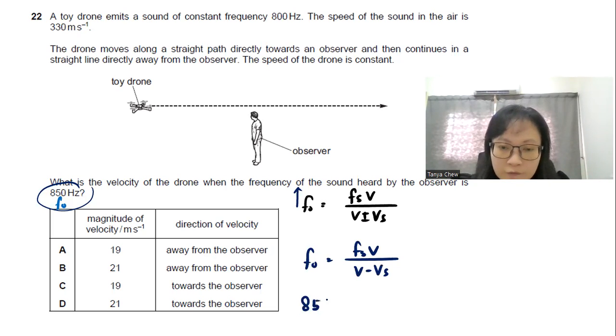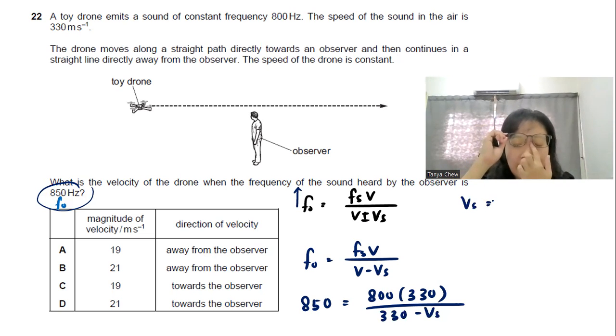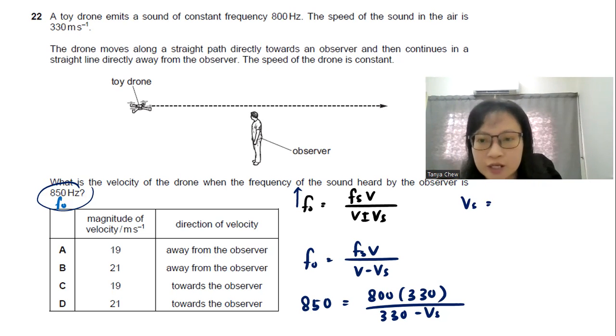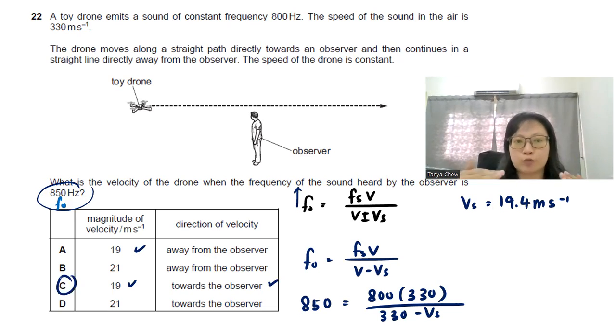Sub in the information given, and the frequency of the source is 800. Speed of the sound in air is 330 over 330 minus Vs. Vs means the speed of the drone, which equals 19.4 meter per second, or you round it off to 19 meter per second. And the direction of the velocity, of course, is towards the observer. Why? Because whenever the drone is moving towards the observer, the observed frequency will increase.